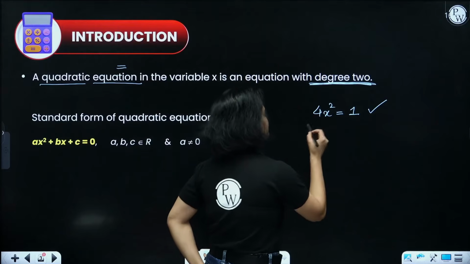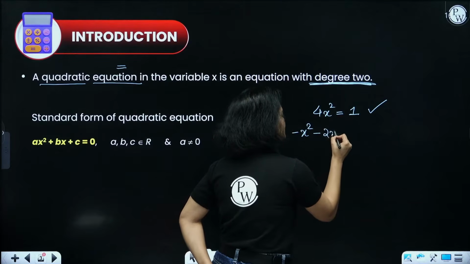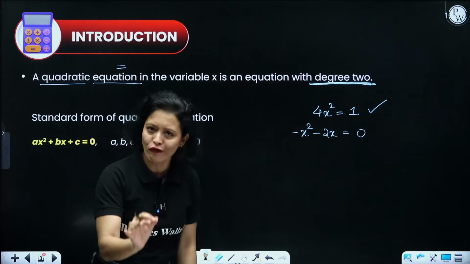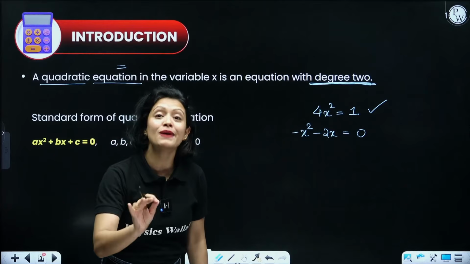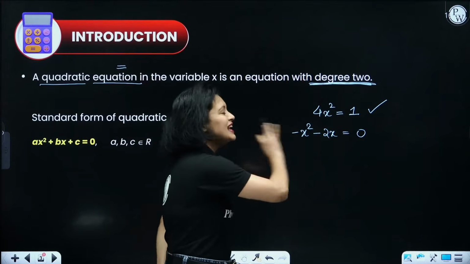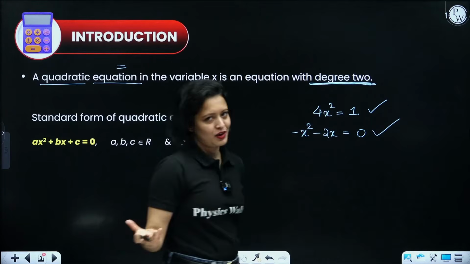Okay, let me write some more. Let's suppose I have -x² - 2x = 0. Again, it is an equation. Here, what is the highest power of the variable? You can see that the highest power is 2. So yes, again, degree is 2. It's an equation. It's a quadratic equation, guys.